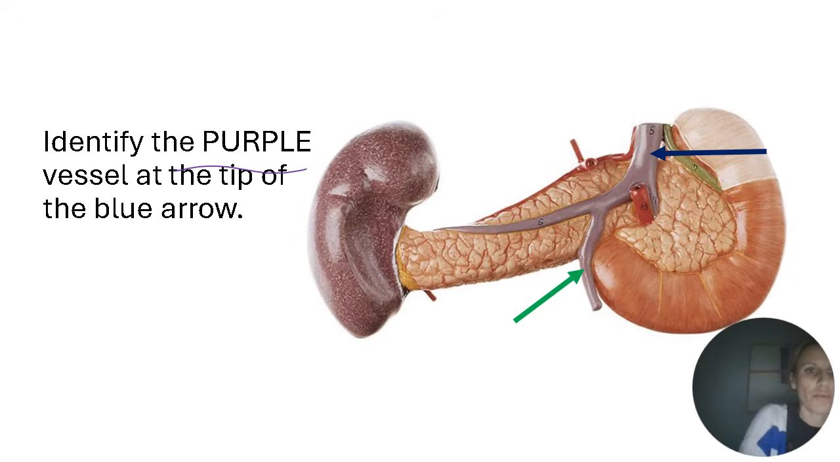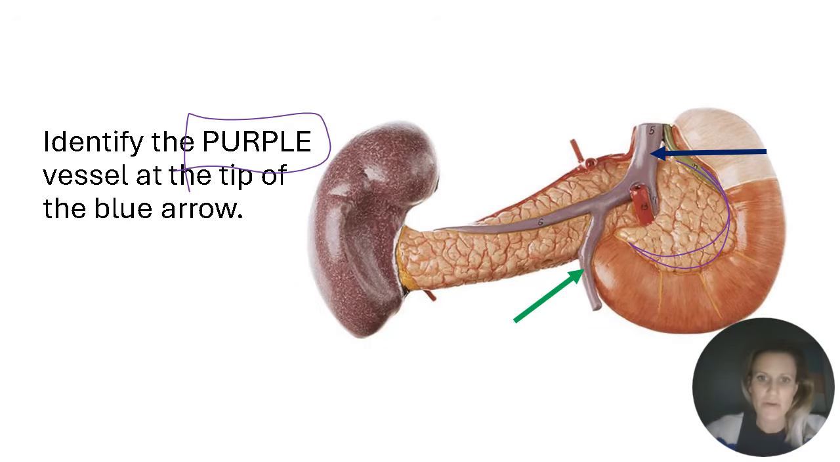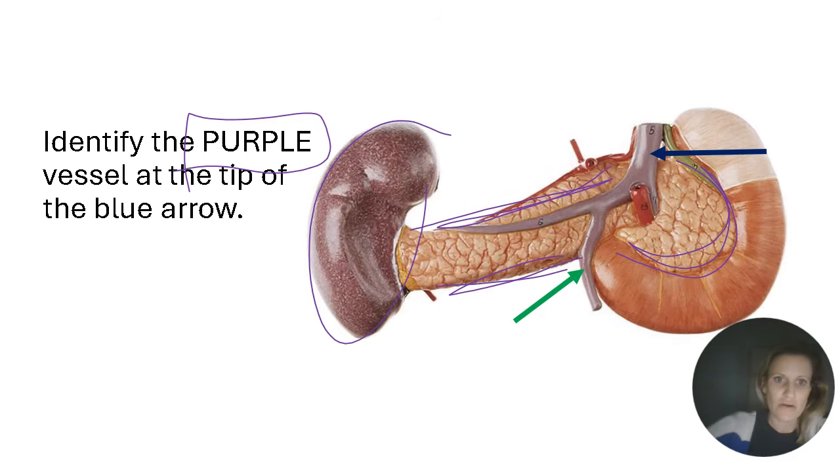Identify the purple vessel at the tip of the blue arrow. So this model is different. If you're in my class, you've seen this. If you are one of the viewers who is not in my class, this might look a little bit odd to you. This is actually a digestive system model. This is showing us the pancreas right here, right? And then over here, this is the spleen.